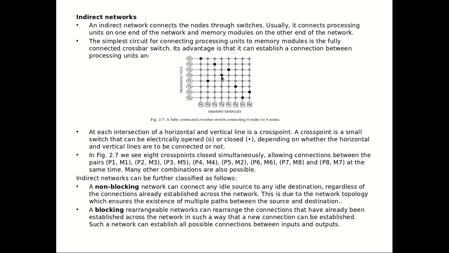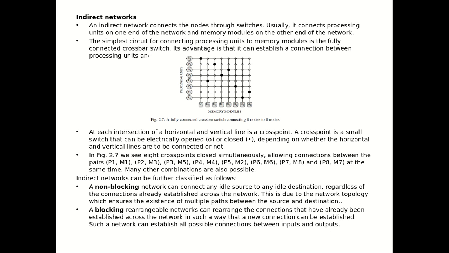A cross point is a small switch that can be electrically opened or closed. So whenever you see this hollow circle, it is open, and this filled circle is closed, depending on whether the horizontal and vertical lines are to be connected or not. We can see here that P1 is connected to M1, P5 is connected to M2, and so on. At whichever intersection the dot is filled, that cross point is closed and the connection is complete there. In indirect networks, there can be further classification also: a non-blocking network and a blocking network.